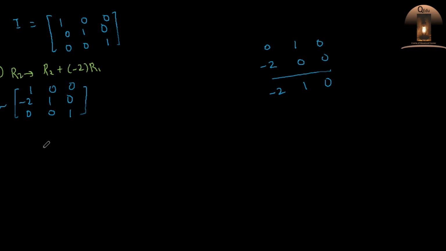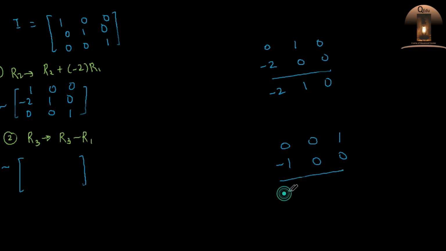Then the second operation we have is that row 3 will be changed to row 3 minus row 1. So here we have the elements of row 3, 0, 0, 1. This should be changed to the sum of these two. So this will be row 3 minus row 1. So elements of row 1 will be 1, 0, 0 from this matrix. So here we have minus 1, 0, 0 after applying this operation minus R1. So now add these two, you will get minus 1, 0 and 1.